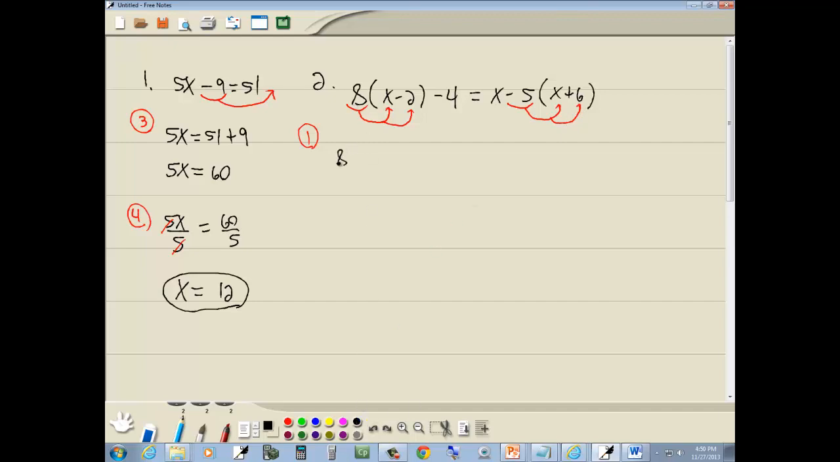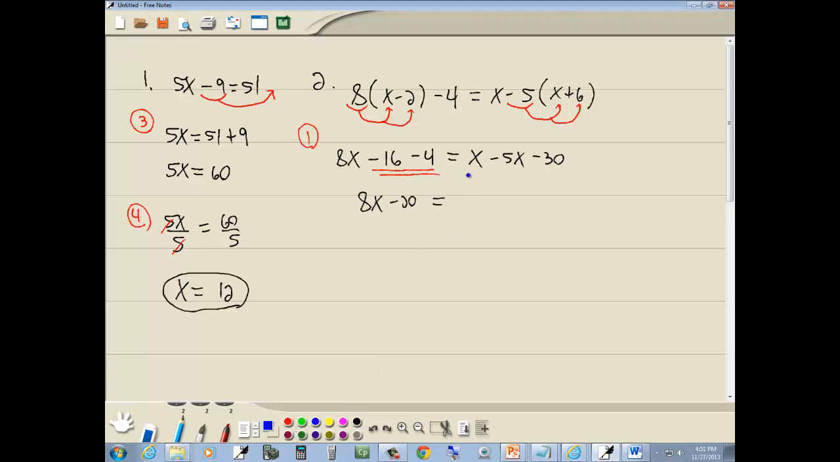Well, 8 times x is 8x. 8 times negative 2 is negative 16. I'll bring down the minus 4. x. Negative 5 times x is negative 5x. Negative 5 times 6 gives us negative 30. At any step, combine together numbers. Here we've got negative 16, negative 4. That gives us negative 20.